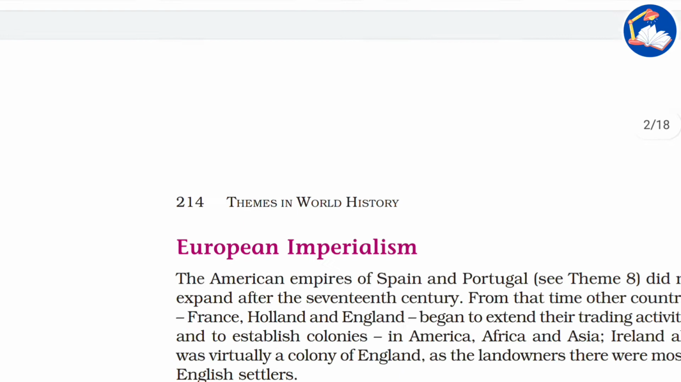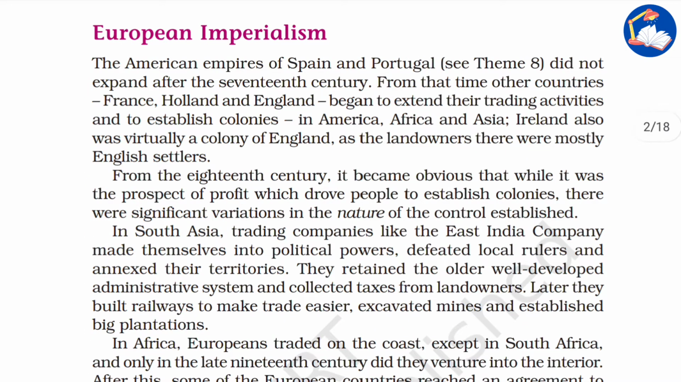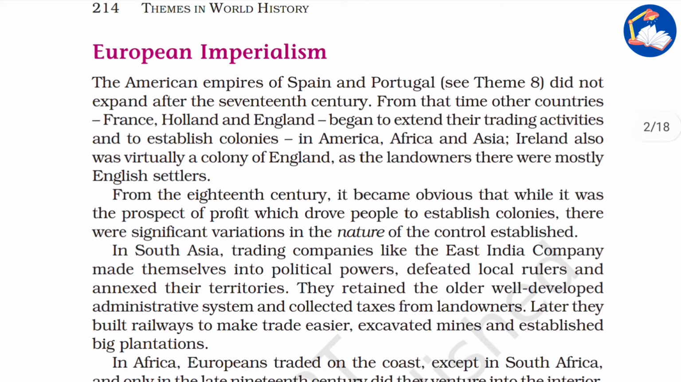I'll be giving a brief overview of the chapter. If you want, you can read through it. But other than having an understanding or a viewpoint on this chapter, nothing much will be needed or necessary. Okay, European imperialism.